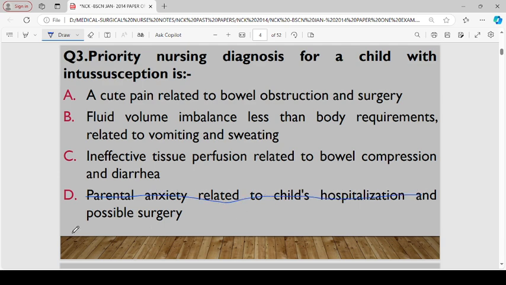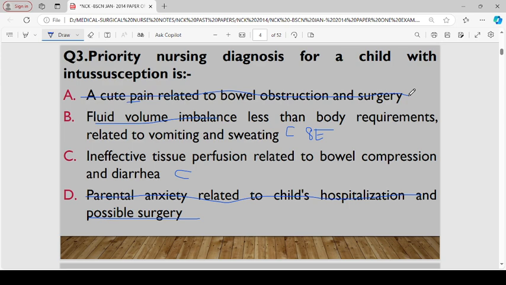I think this one is more psychosocial, so we may just rule it out, so that we remain with options A, B, and C. Ineffective tissue perfusion related to bowel, yeah, this is still circulation. Fluid imbalance leading to this is circulation and fluid and electrolyte imbalance, and then we have pain here. All right, according to Dr. ABC, circulation I think takes precedence over the rest, so we can rule out option A.